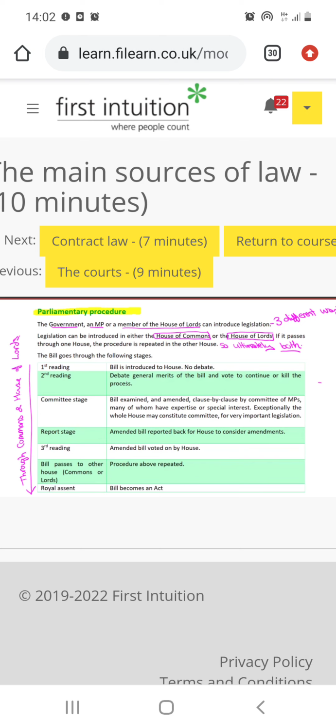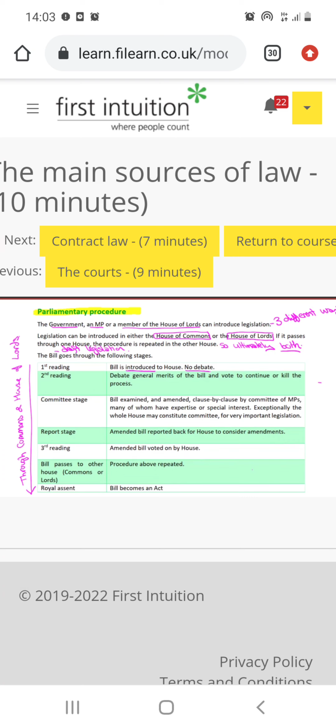Okay, so the bill goes through the following stages. The bill is draft legislation. So we have a first reading, and this is simply where the bill is introduced to the House, and there's no debate here, no discussion. It's simply, here is the bill. Next time we'll be looking at this.